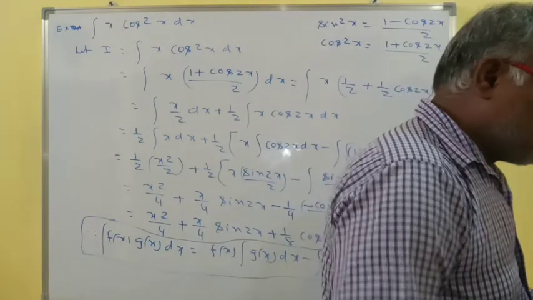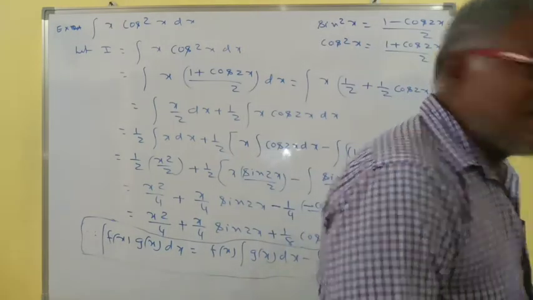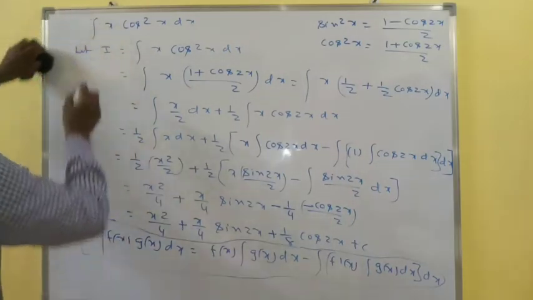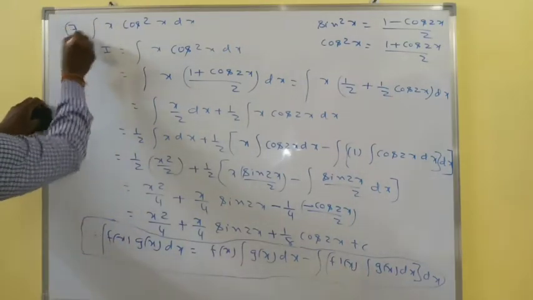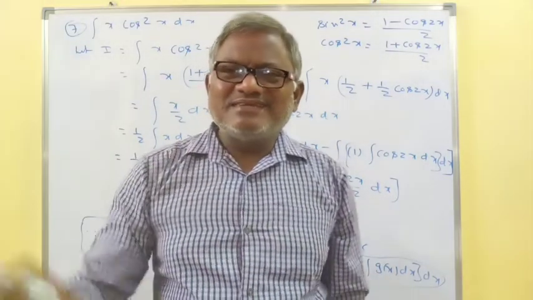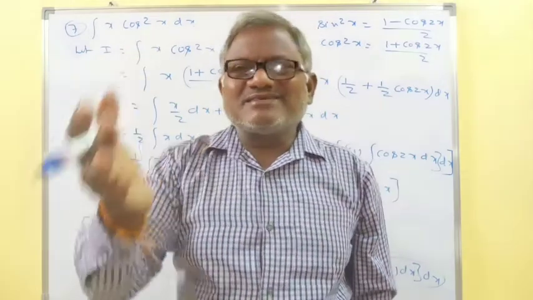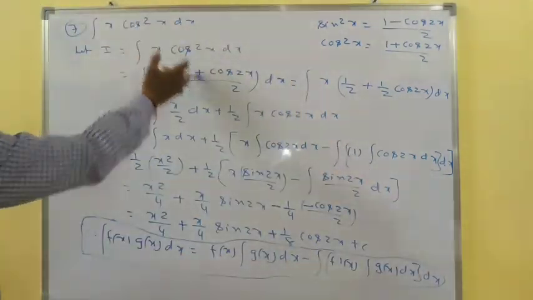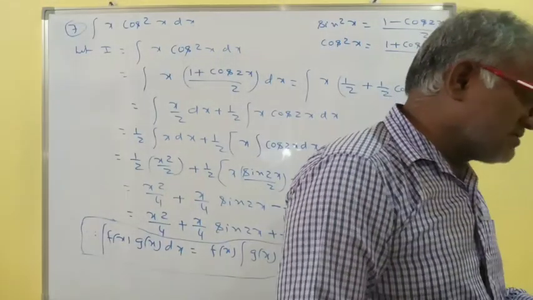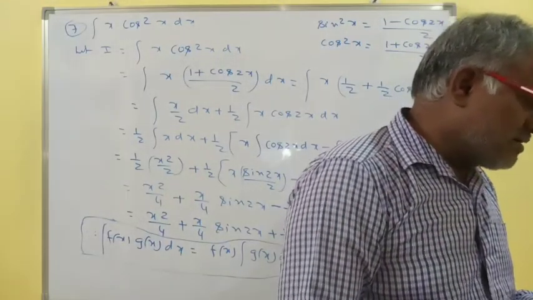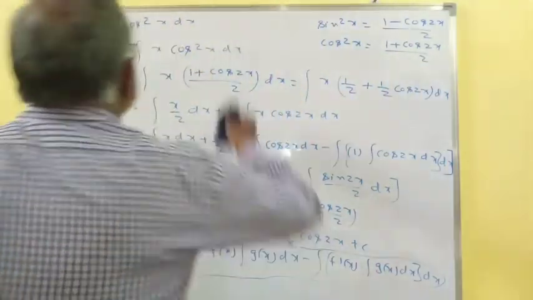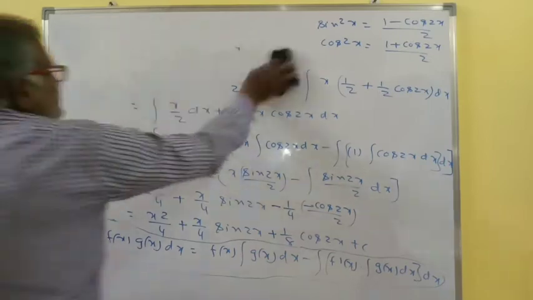Question number 7, sorry, the 7th problem is given. The 6th problem is x into sin square x dx, and the 7th problem is x into cos square x dx. So this is the 7th problem solution. Next, the 8th one: integral of cos root x dx.